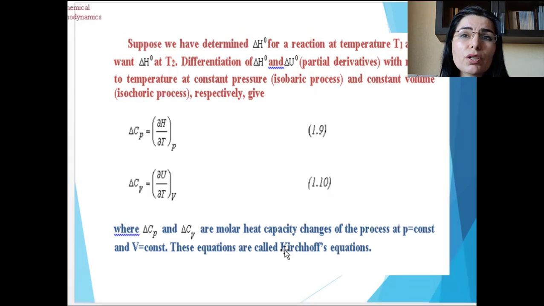Suppose we have determined delta H for a reaction at temperature T1 and we want delta H0 at T2. Differentiation of delta H0 and delta U0, partial derivatives with respect to temperature at constant pressure (isobaric process) and constant volume (isochoric process) respectively, gives this equation, where delta Cp and delta Cv are molar heat capacity changes of the processes at constant pressure and constant volume. These equations are called Kirchhoff's equations.